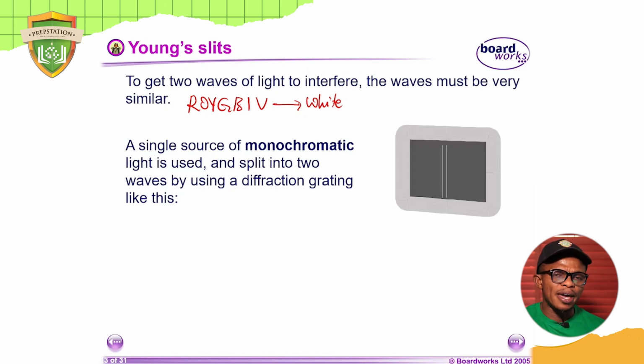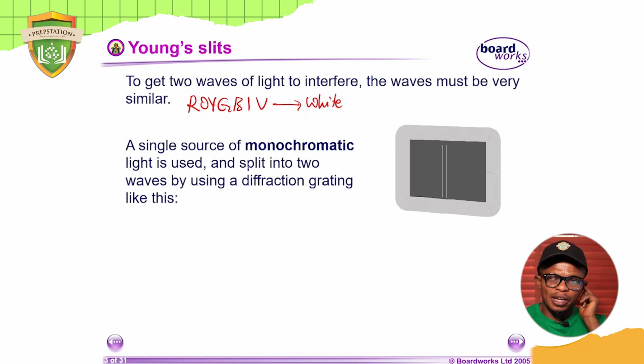And if you are able to split a white light to give you these 7 colors, that is what is called dispersion of white light. Dispersion of white light is when you are able to get other colors out of white light. So monochromatic here refers to what? A single light. Single, maybe red, maybe orange, maybe yellow, it may be green, but it cannot be white, because white light is not monochromatic. Mono means one, okay? So monochromatic means just a single color of light.